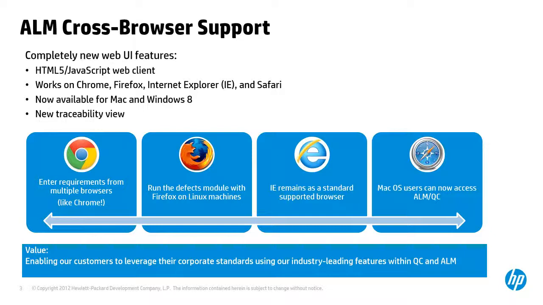It provides the following new features, and these are all very rich features. HTML5 JavaScript support. Once you use the HPALM Web UI, you'll see that the new UI is fast, it is robust, and it is easy on the eyes. It works in Chrome, Firefox, Internet Explorer, and Safari. These are four major browsers that are used by a wealth of software environments. It is now available for Mac and Windows 8 as well.